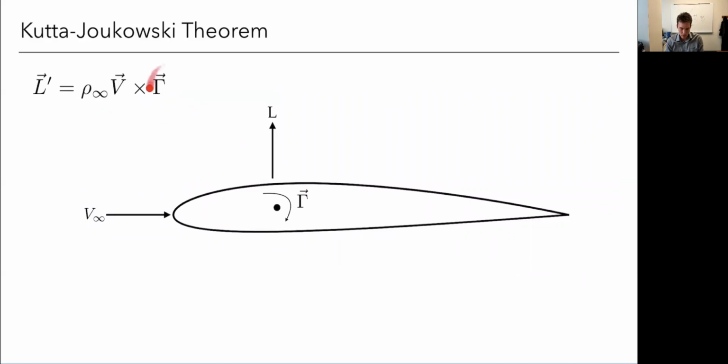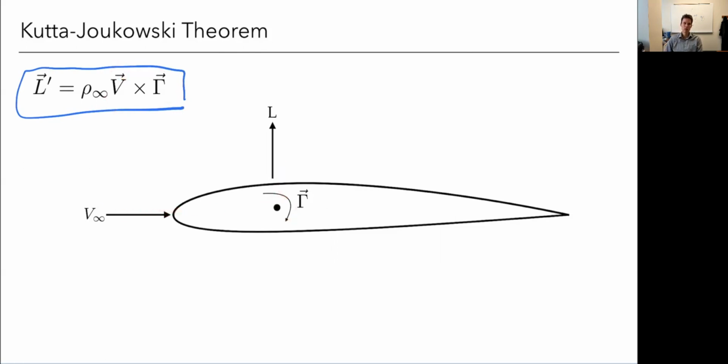We talked about circulation, and I said it was proportional to lift. Well, this is what that proportionality is. It's called the Kutta-Joukowski theorem. And we also said that lift is always perpendicular to velocity. Well, this occurs naturally because of this cross product. This shows me that if I know my velocity and my circulation, I can get directly the lift.